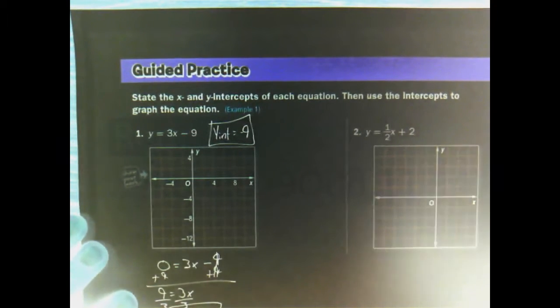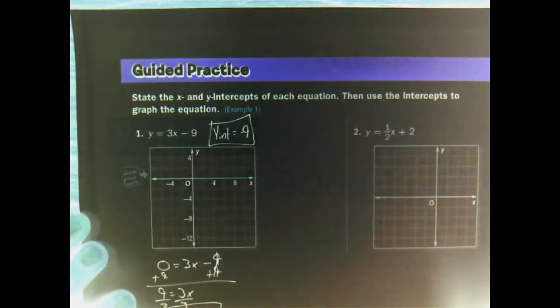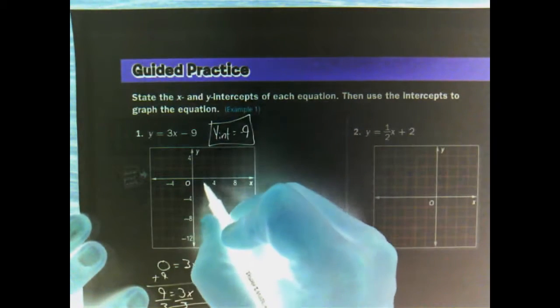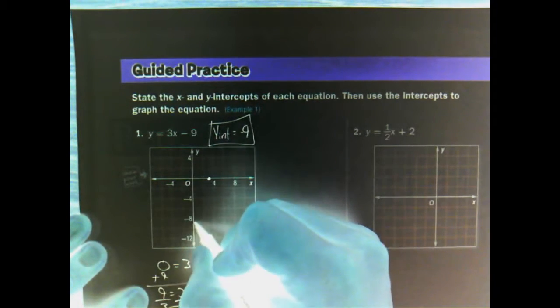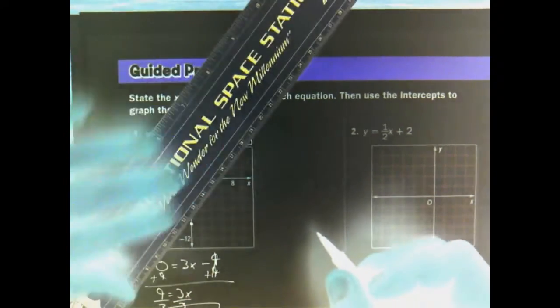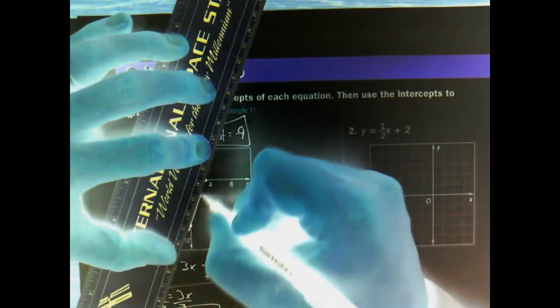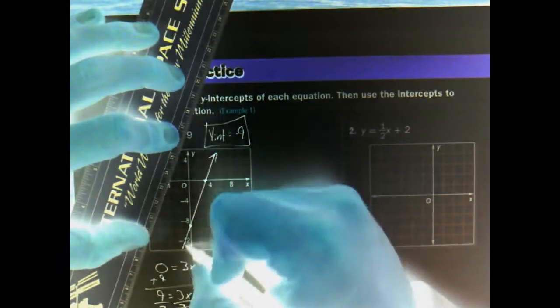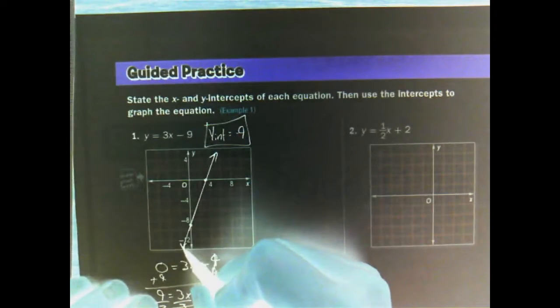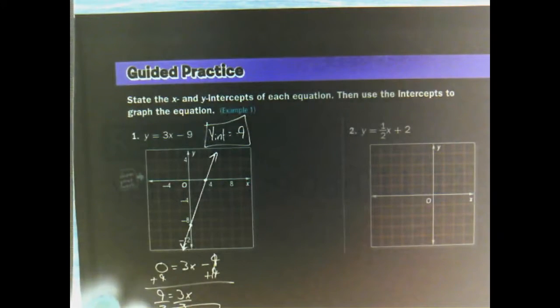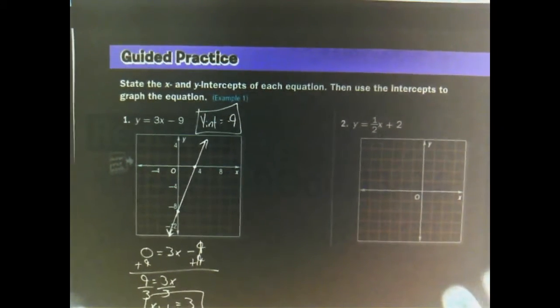So in order to graph this, all I do is plot both points and connect them. X-intercept is 3, y-intercept is -9. This is not a real-life situation. This is just a mathematical problem, so I can go ahead and make my standard line with arrows on both sides, and that is my line.